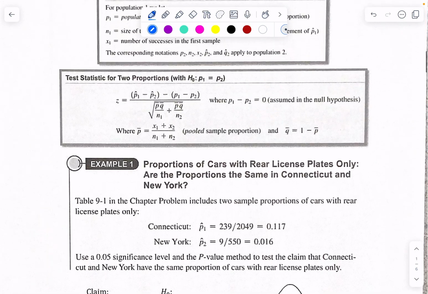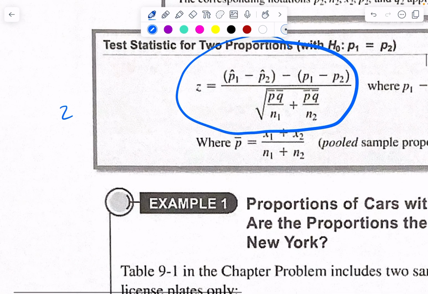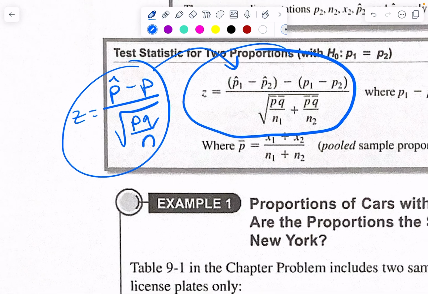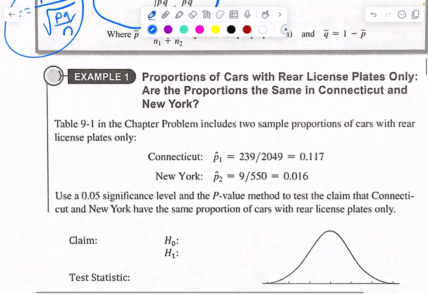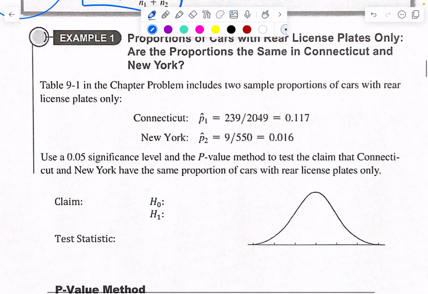The only difference is your test value that you calculate. Normally, over here, we would have done z equals p hat minus p over the square root of pq over n. This formula now is a little bit more involved in that it's got a lot of stuff going on here. But otherwise the hypothesis testing is pretty well the same, okay? So I'm going to hold off on this formula real quick, and I'm going to explain to you how some of this works down here.